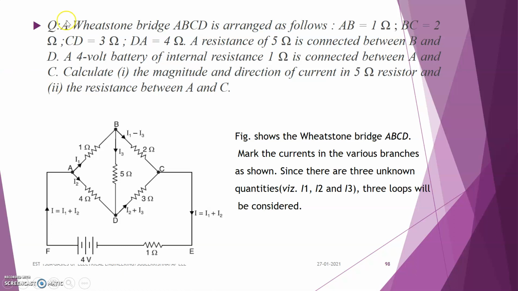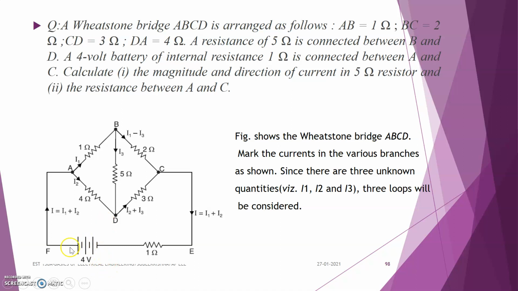Okay, the question is that a Wheatstone's bridge ABCD is arranged as follows. AB is this branch, AB is equal to 1 ohm, BC is equal to 2 ohm, CD is equal to 3 ohm and DA is equal to 4 ohm. A resistance of 5 ohm is connected between the terminals B and D.